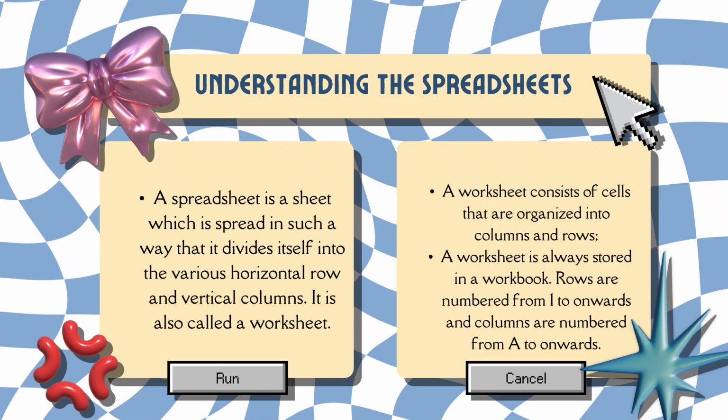Understanding the spreadsheets. Number one, a spreadsheet is a sheet which is spread in such a way that it divides itself into various horizontal rows and vertical columns. It is also called a worksheet. The second bullet is a worksheet consists of cells that are organized into columns and rows. The last one is a worksheet is always stored in a workbook. Rows are numbered from 1 onwards and columns are numbered from A onwards.